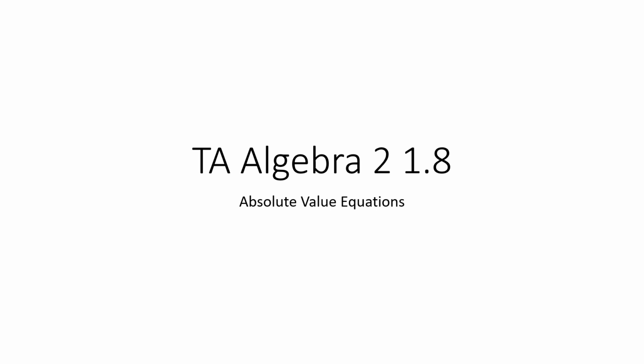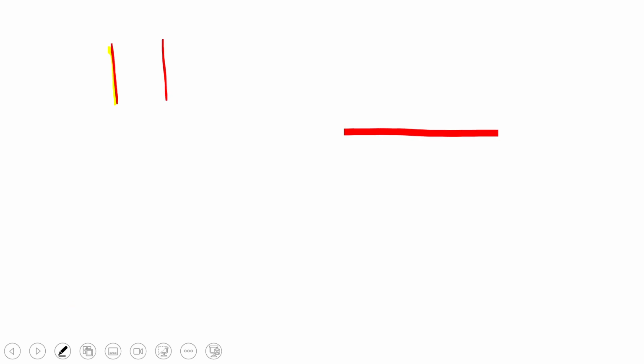Hello class, I'm working out of your Algebra 2 book, 1.8 absolute value equations. To get started, absolute value notation is two vertical lines, and the number in the middle is the distance from 0 on the number line.